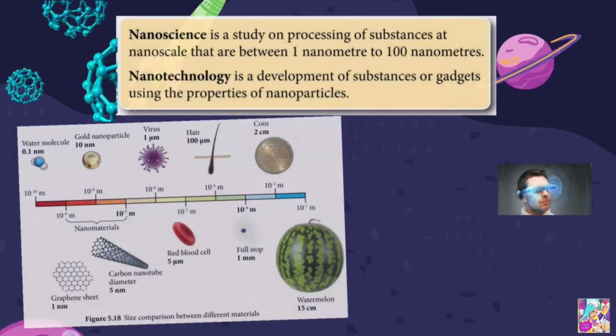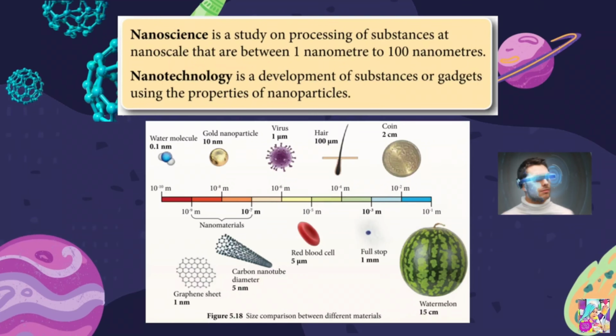Next, nanoscience is a study on the processing of substances at nanoscale, that is between 1 nanometer to 100 nanometers. And then nanotechnology is a development of substances or gadgets using the properties of nanoparticles.